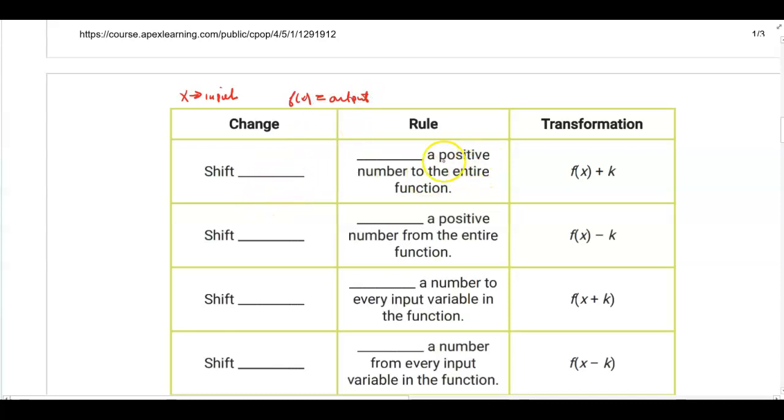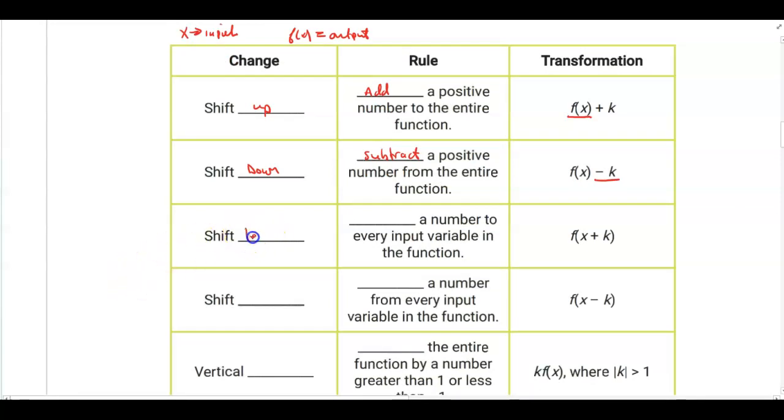So what happens if we shift up? If we shift up, what we are doing is we're adding a positive number to the entire function. So you're taking your output, or your function, and you're adding a number to it. When we shift down, we are subtracting a positive number from the entire function. So here, I'm subtracting k from the function.